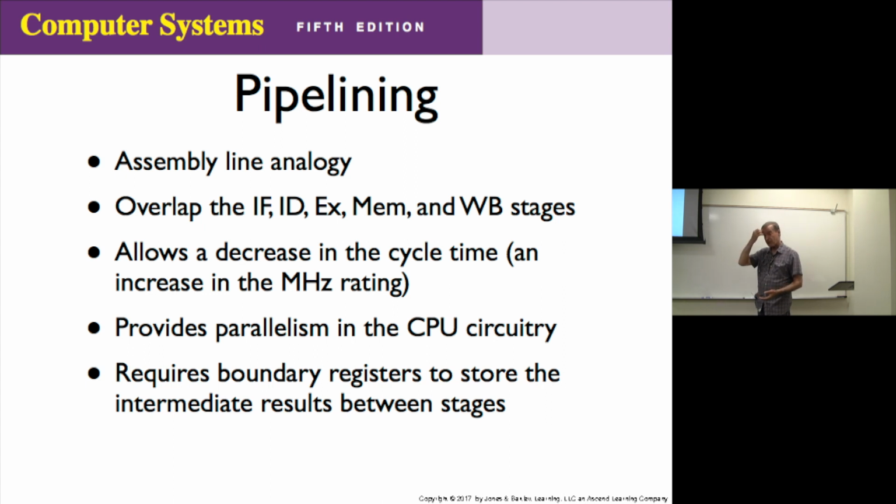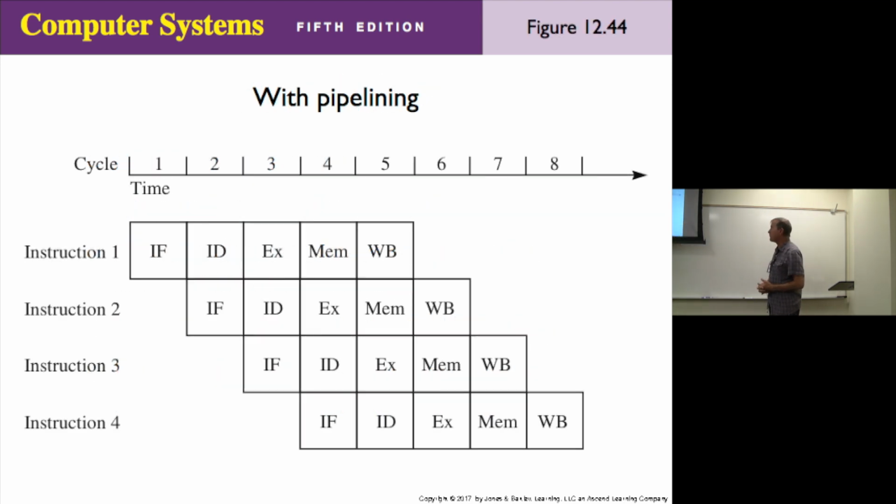because we're taking advantage of the fact that we're capturing all those little propagation delays that are the bottleneck for the whole thing. And so that provides parallelism in the CPU circuitry. So all those different parts of the CPU are executing concurrently now, doing their computation concurrently. And this requires boundary registers to store the intermediate results between the stages. So figure 12.44 shows the timing with pipelining.